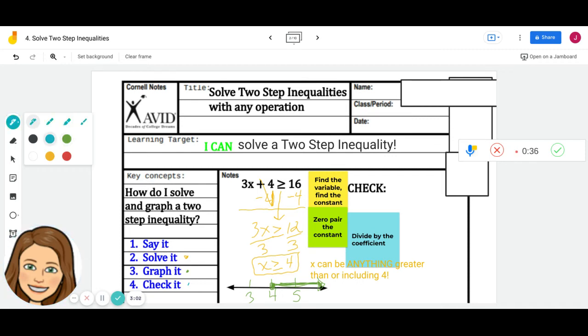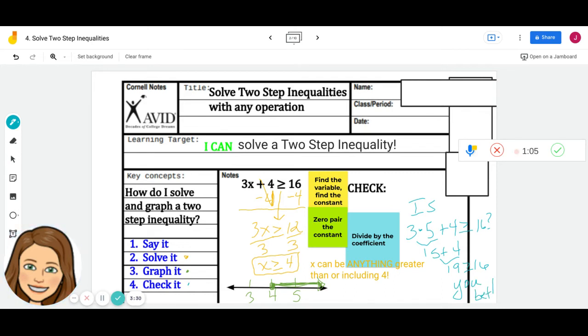All right, and then to check this, we're going to say is 3 times, in the shaded regions, I see positive 5, so I'm going to use positive 5 plus 4 greater than or equal to 16. Do the math. 3 times 5 is 15. 15 plus 4 is 19. Is 19 greater than or equal to 16? You bet. We got it.